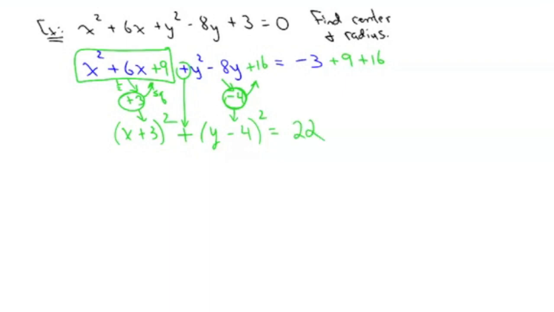Complete the square. You had to have done this sometime. The quadratic formula comes right from this. So, what's the center? Negative 3, 4. Radius? The square root of 22, which does not break down.